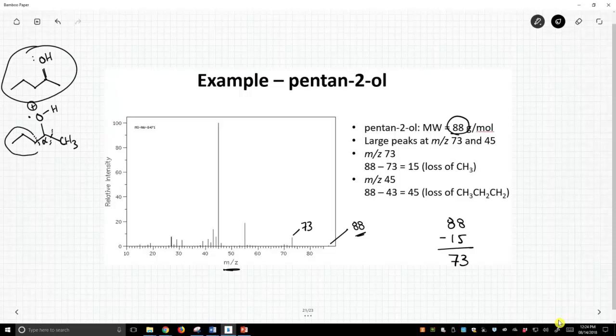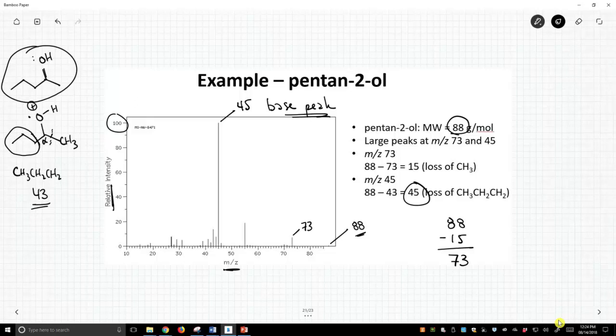We could also break off this whole piece. This is a CH3, CH2, CH2. That has a mass of 43 if you add up all the atoms. 88 take away 43 gives us 45. That is our biggest peak. We'll call the biggest peak in our spectrum the base peak. It's the most intense peak. It's a relative intensity. It will always have an intensity value of 100. So yeah, this structure is consistent.